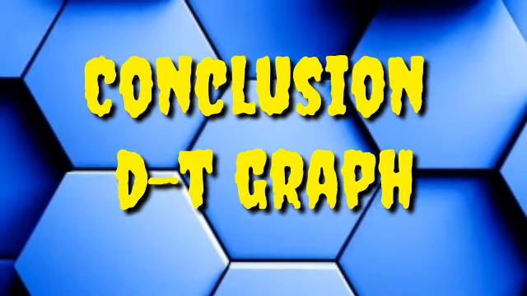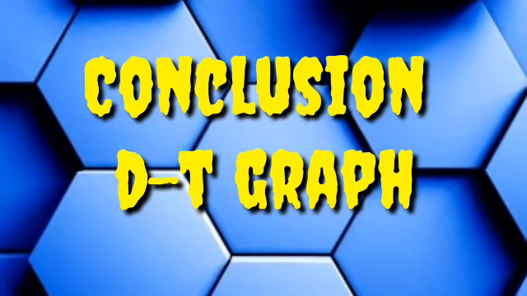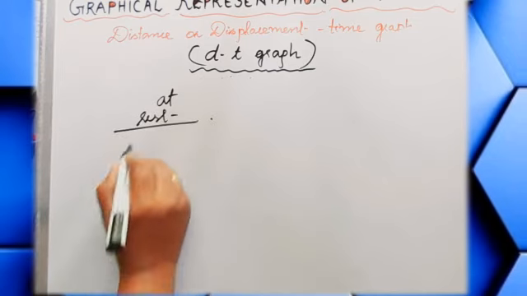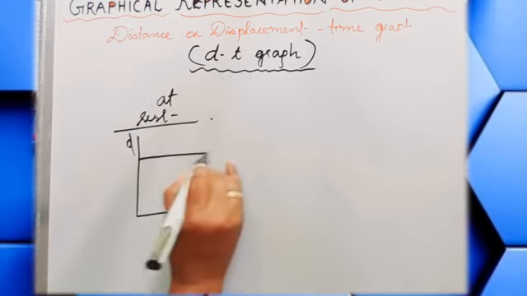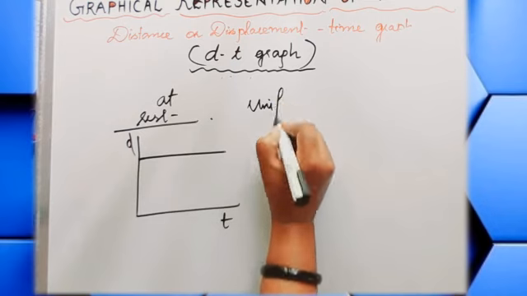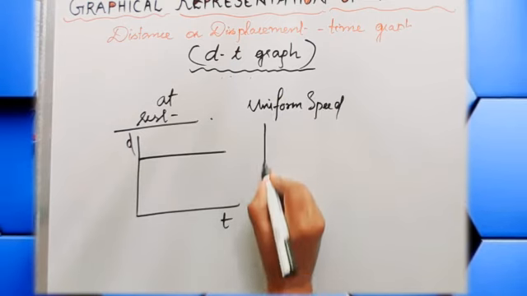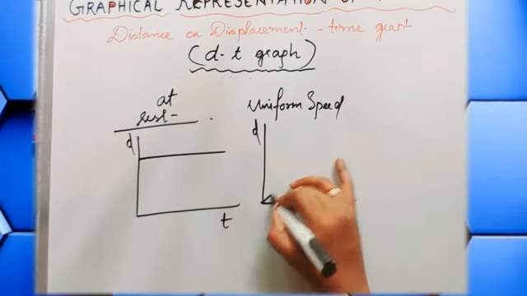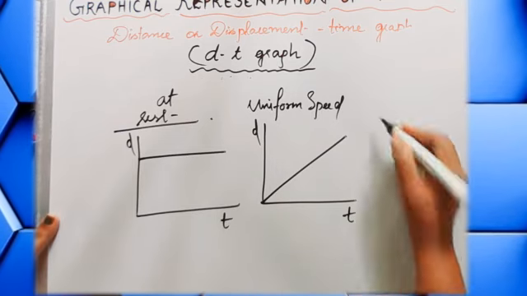Conclusion of DT graph. When the object is at rest, which kind of graph will we get? The graph is a straight line, parallel to the time axis. Second case, uniform speed. That time we got the slope graph. It is a straight line, not parallel to the time axis.